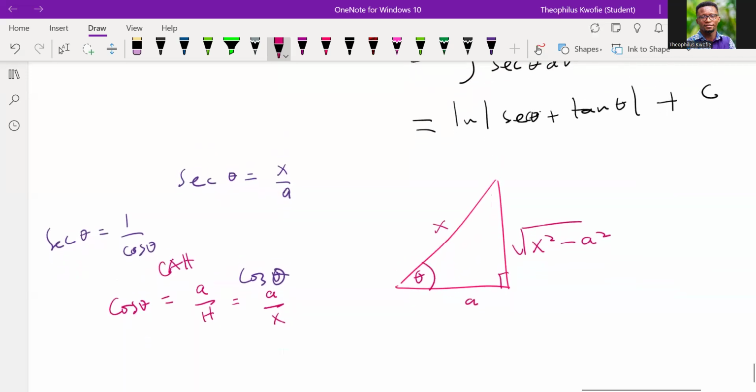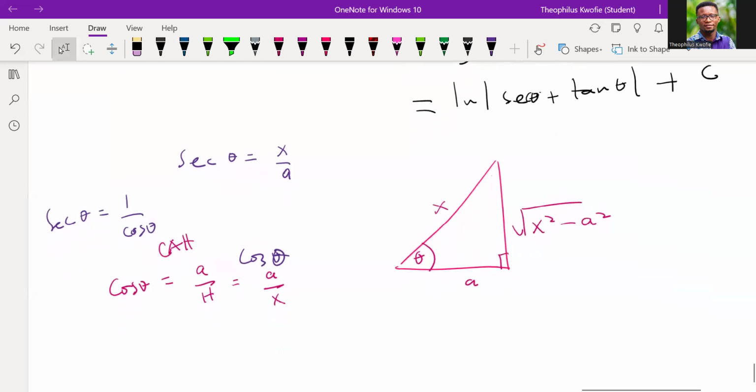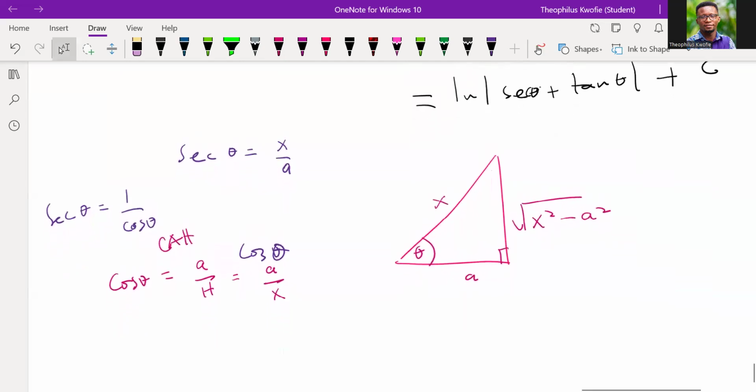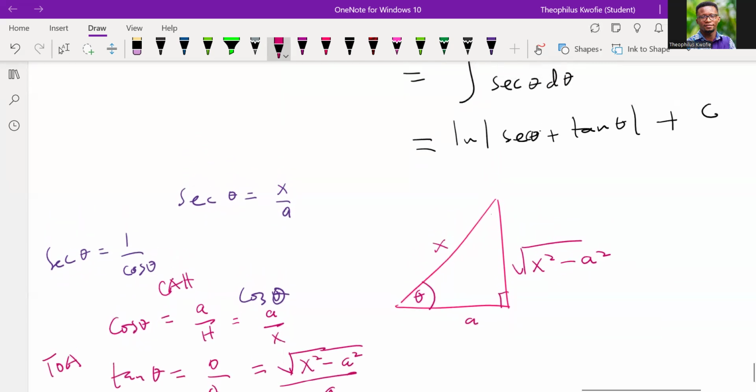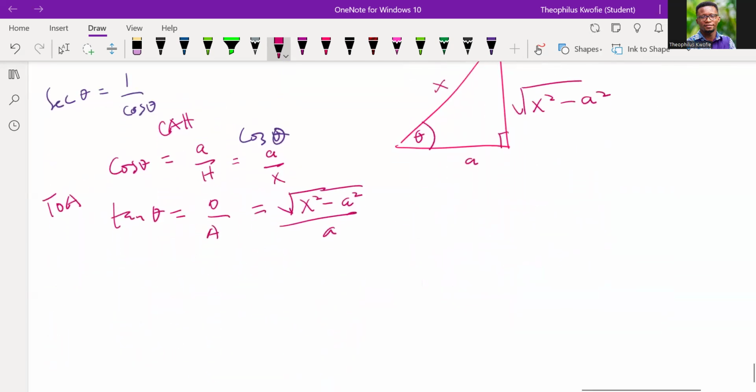So we need to find tan theta, and tan theta is TOA, okay? So TOA will be opposite over adjacent. Now, what is your opposite? Your opposite is the root of x squared minus a squared, all over your adjacent. Your adjacent is your A, okay? Very good. So now our problem is solved, right? Our problem is solved. So we have that, okay?